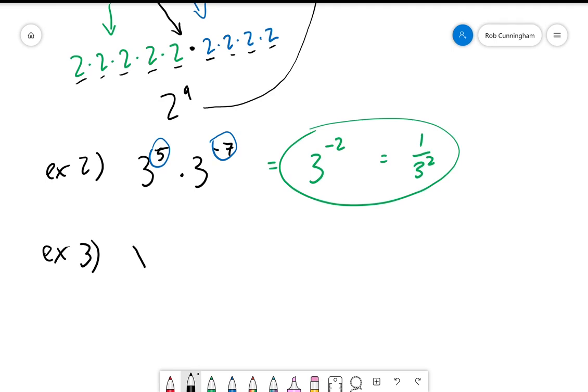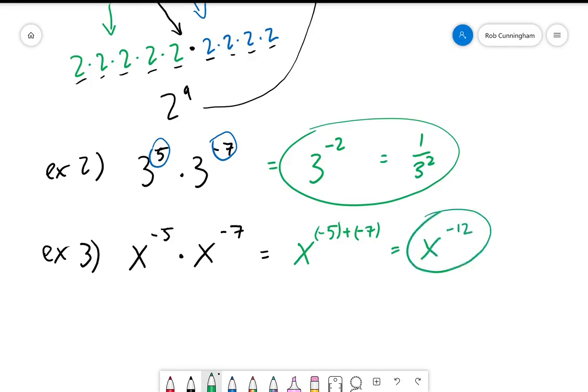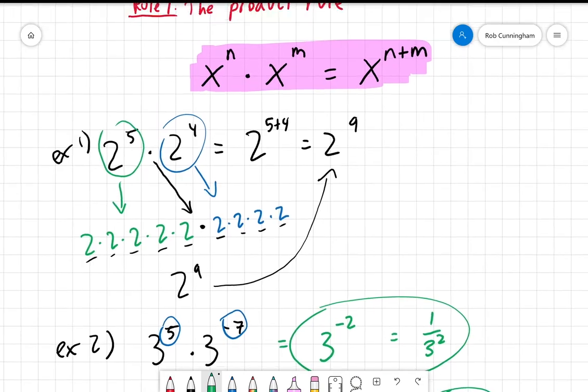Example 3. Let's do x to the negative 5 times x to the negative 7. Well, negative 5 plus negative 7, if I'm down at negative 5 and I continue down, negative 6, negative 7, negative 8, negative 9, I am at negative 12. And actually, here, I'll even show my work. The parentheses aren't necessary, I just use them because they make things a little bit more clear to me. And that's the product rule for exponents.